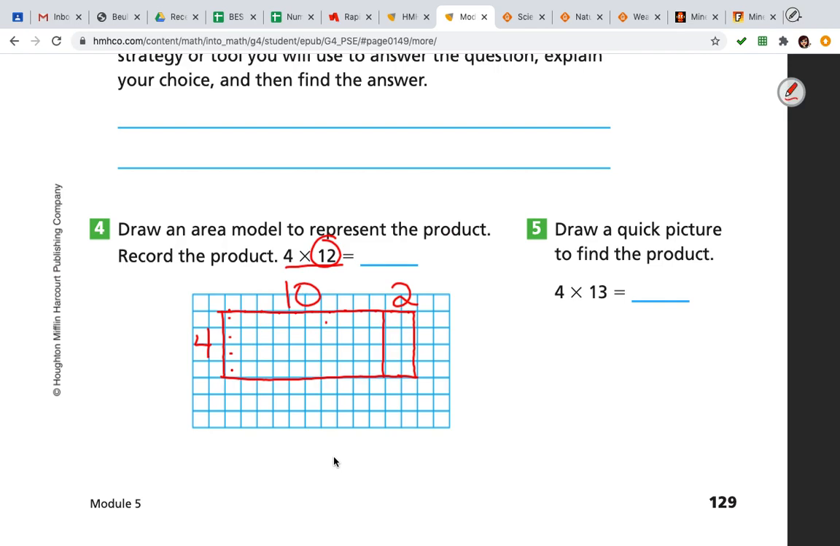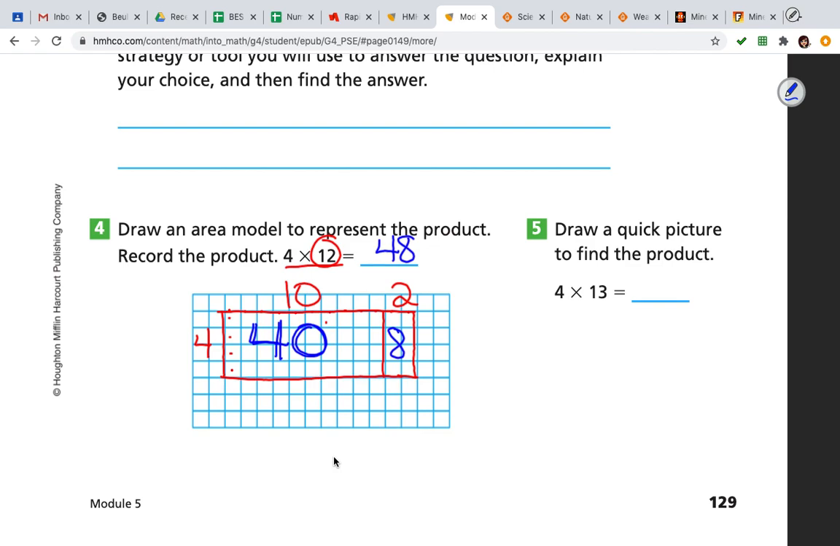All right, so 10 and 2. So now we can multiply. We have 4 times 10 is 40. So if we counted, there'd be 40 blocks in here. And 4 times 2 is 8. So 40 plus 8, your answer is 48. And some of you already knew that 4 times 12 is 48. That's a basic fact.